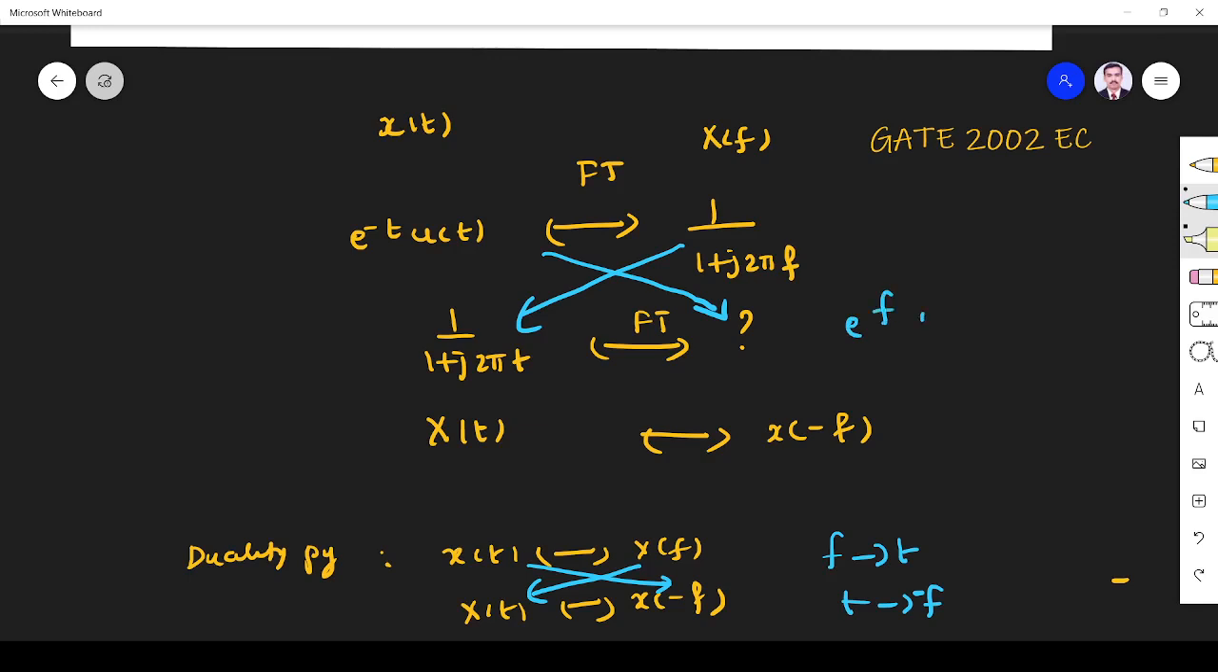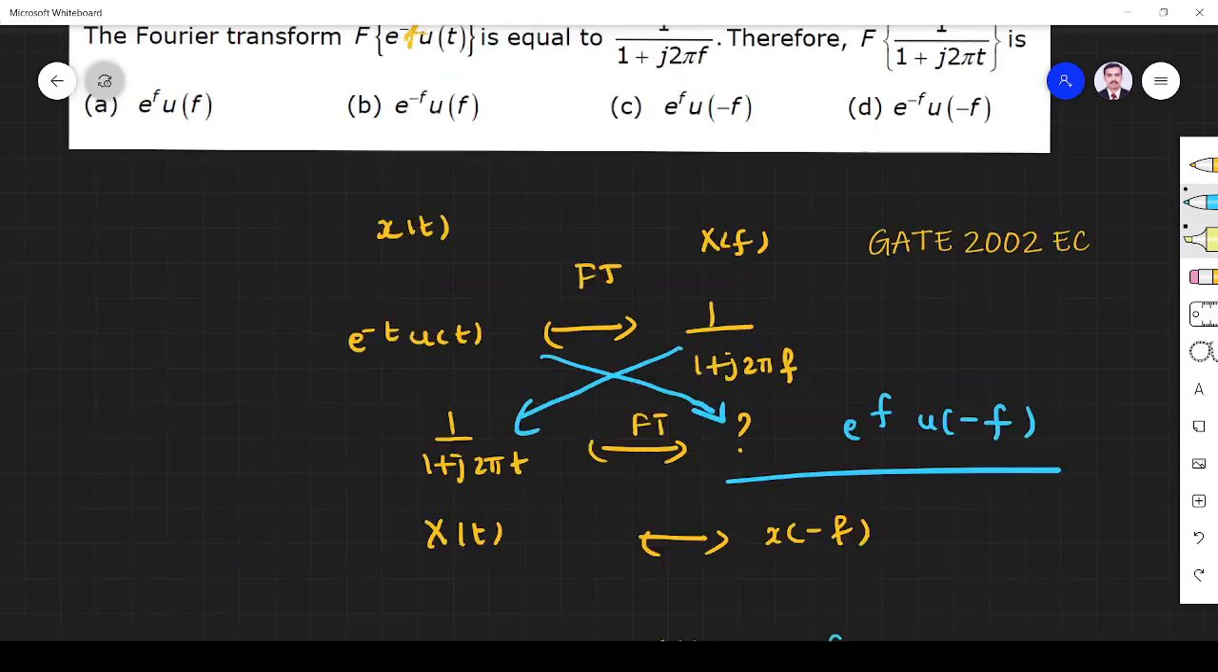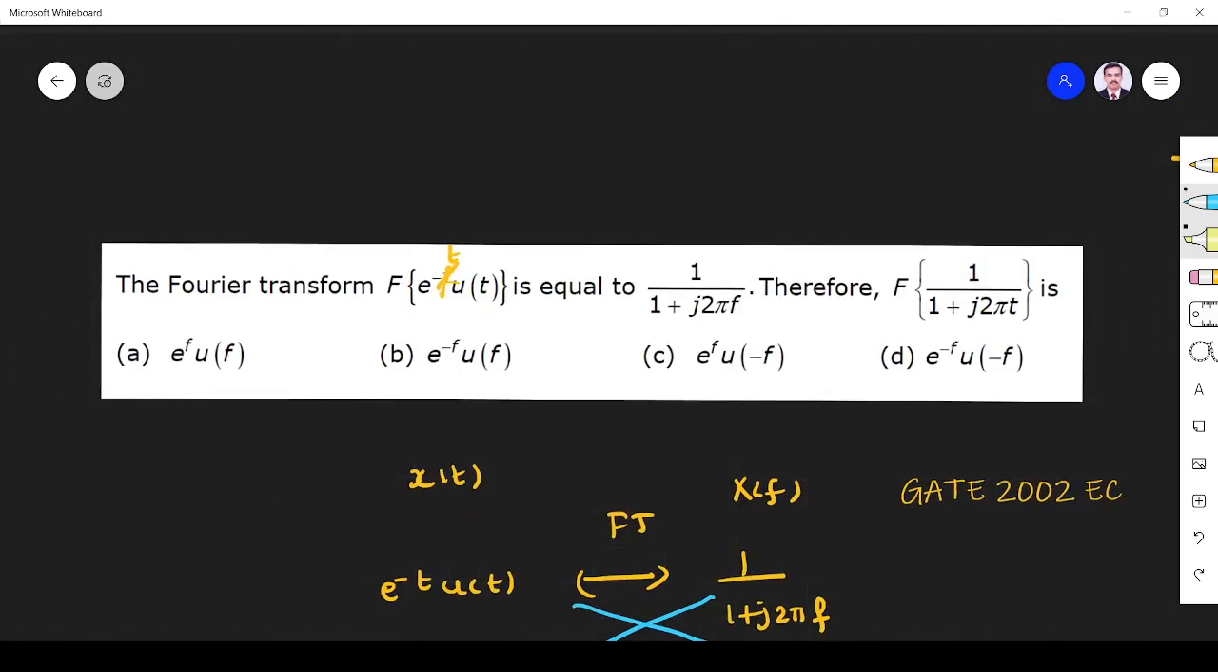So it is e power f, u of minus f, simple. So e power f, u of minus f, answer C is the right answer. Thank you.